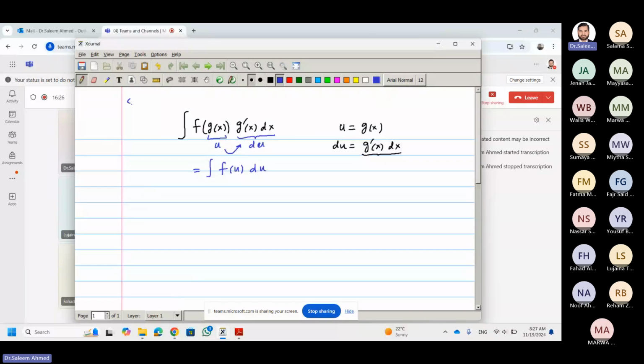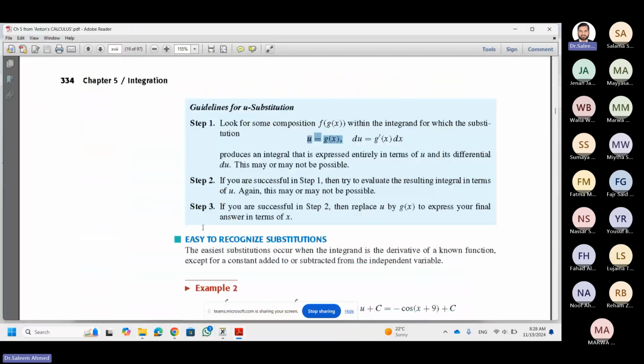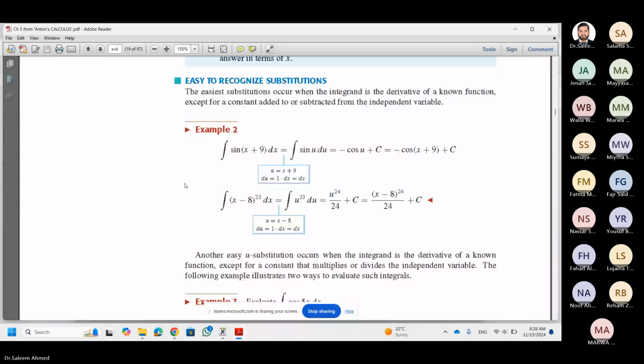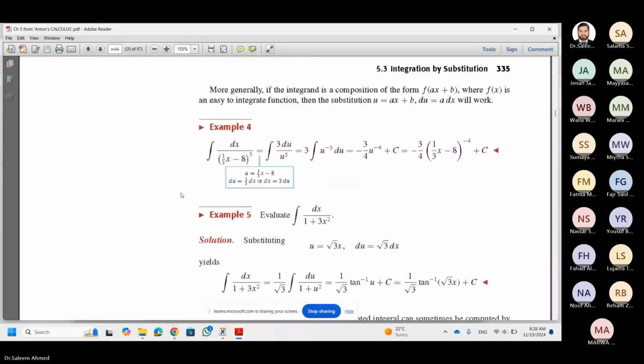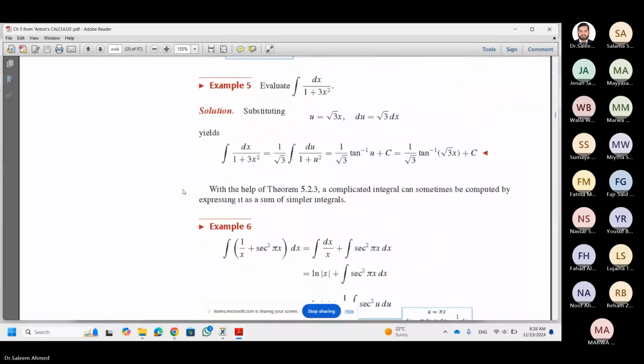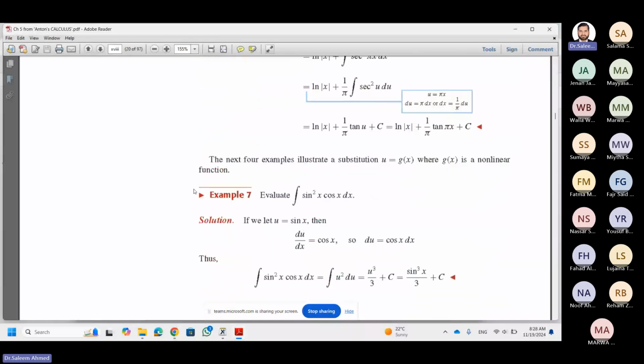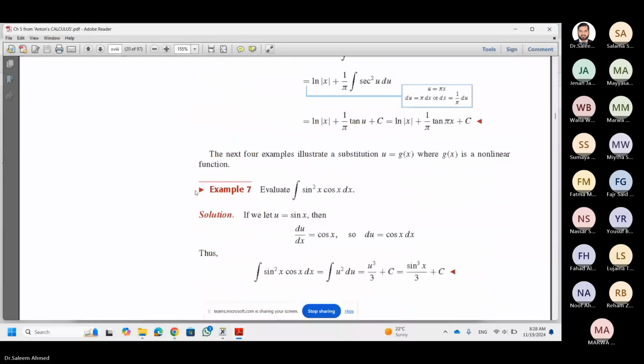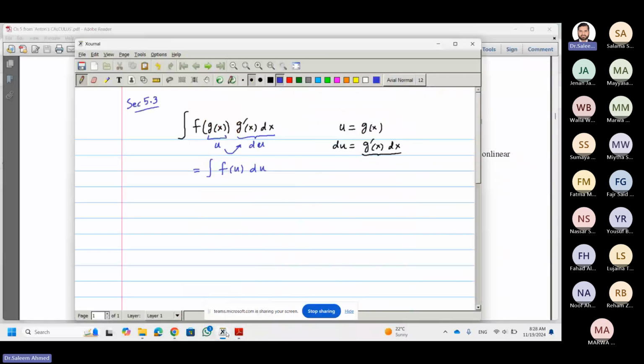So this was section 5.3, I think. Is it 3 or 2? 5.3, integration by substitution. And we did many questions last time. So for example, I can try this one.